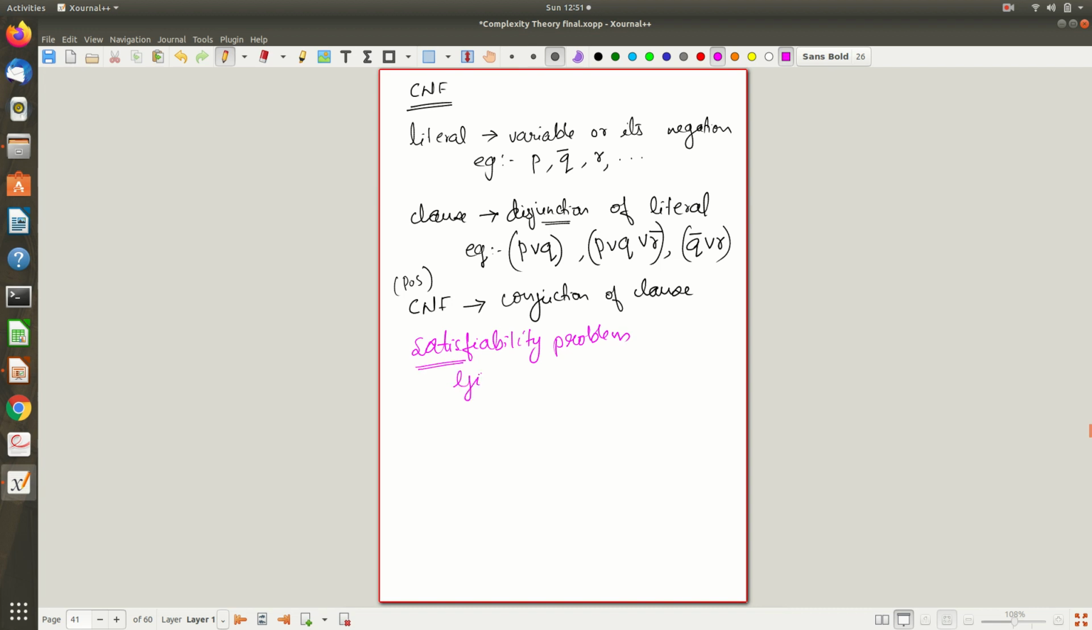Given any Boolean algebraic expression, check whether it is satisfiable or not. So what is satisfiable? You know what is tautology?